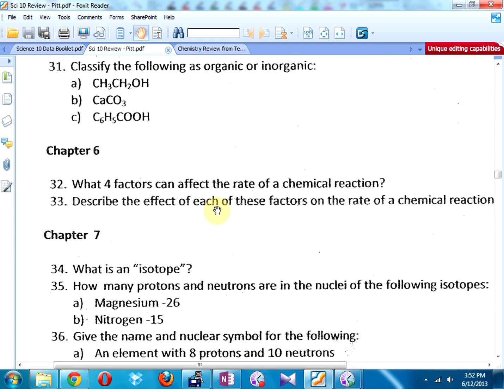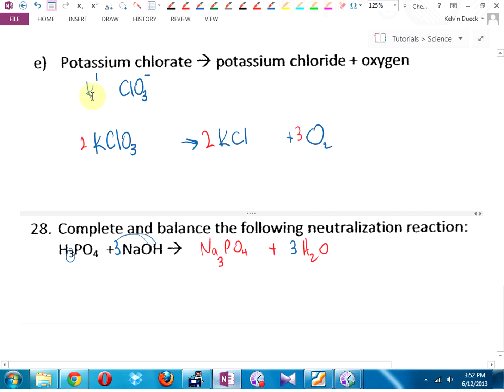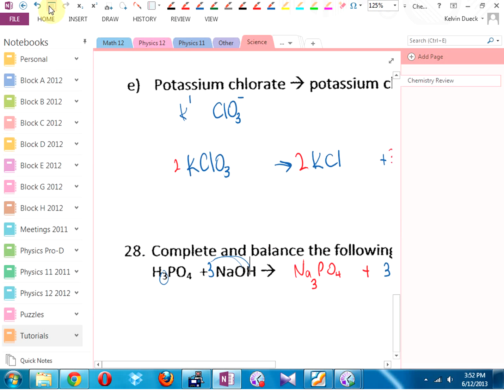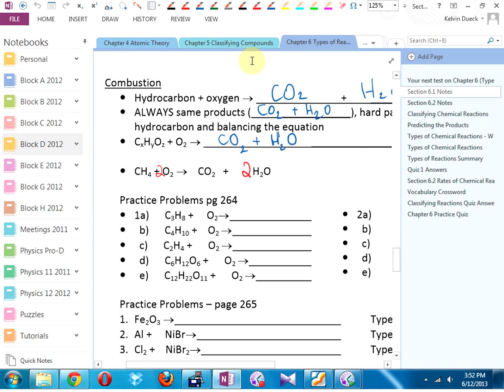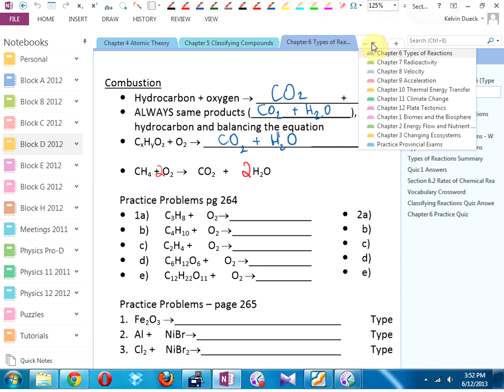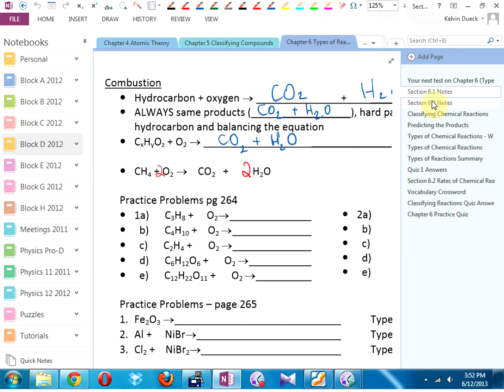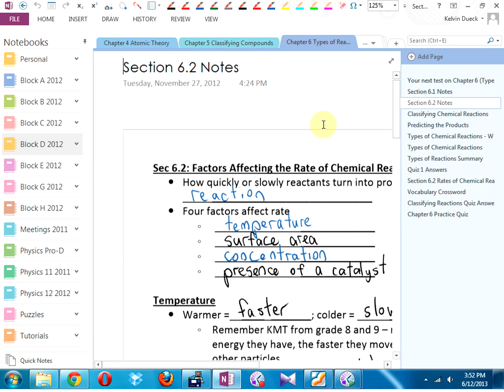What 4 factors can affect the rate of a chemical reaction? Remember the video we saw? Now the video did 5 factors because it split one up into 2. It used your hand. It talked about getting a date as its analogy. So we can do this really, really quickly. Types of reactions. I think that's going to be chemical reaction rates. Here we go. Temperature.